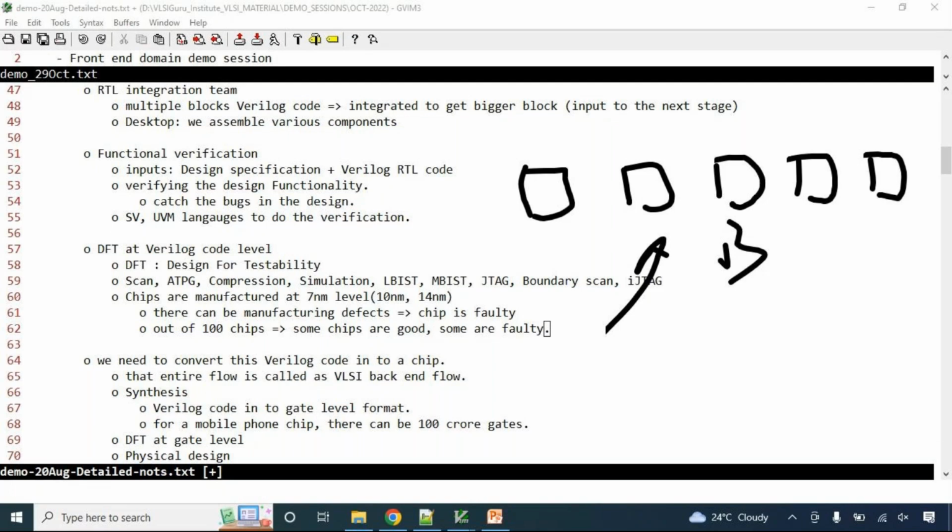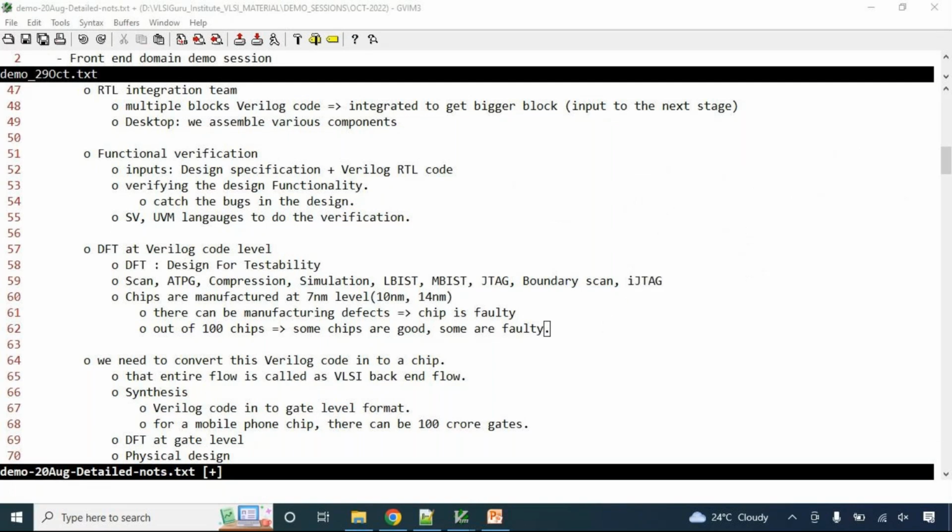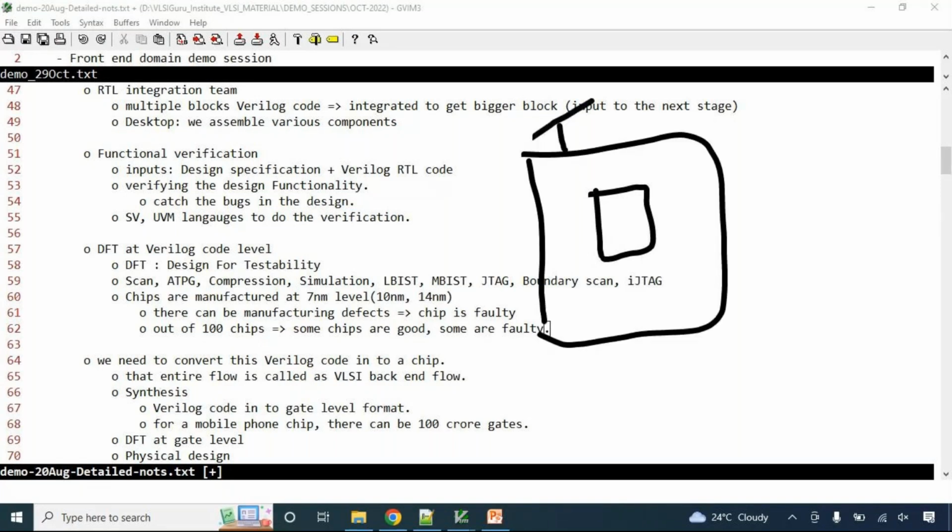So they do a simple thing. They take the chip and put it into something called a tester. Tester simply means something that is used for testing purposes. From the tester, they apply inputs to the chip, and from the chip we get the outputs.